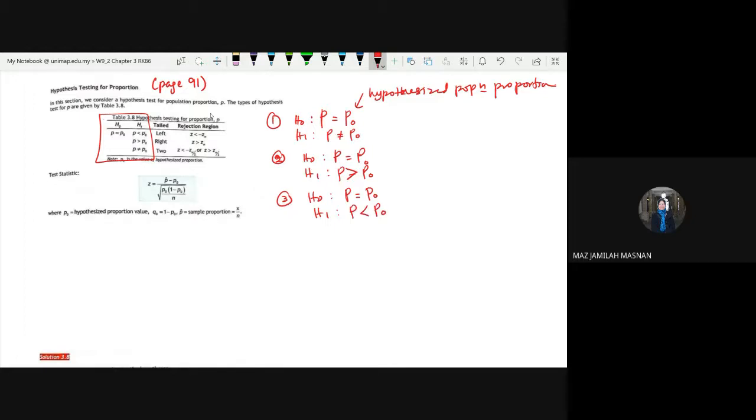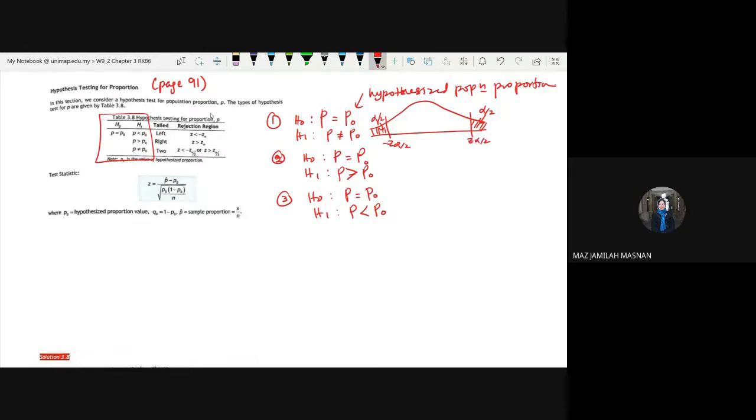So you can imagine where will be the location of the critical value and the rejection region. In this case, you will have a two tail test, where this is your alpha, and this is your negative Z alpha over 2. This is alpha over 2, and this is Z alpha over 2.